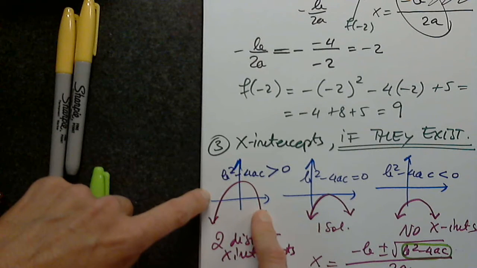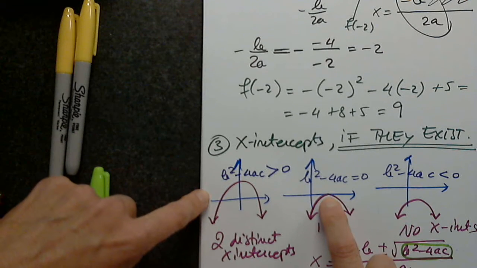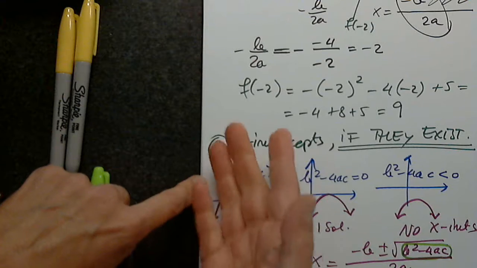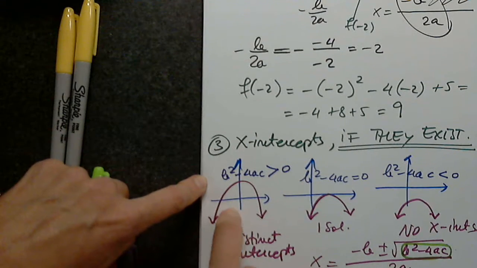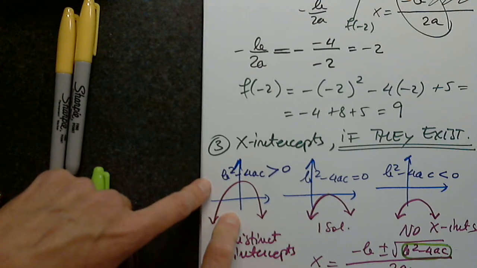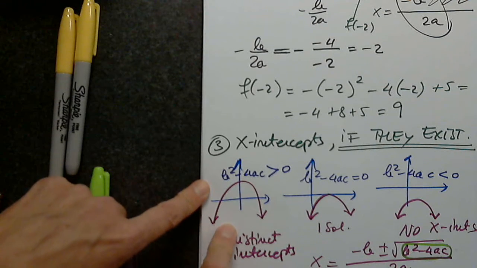It's this case. The maximum is not 0. The maximum is 9, somewhere above the x-axis, and the maximum is not a negative number. So it must be this situation. I will not be wasting my time looking for the x-intercepts. So let's do that.